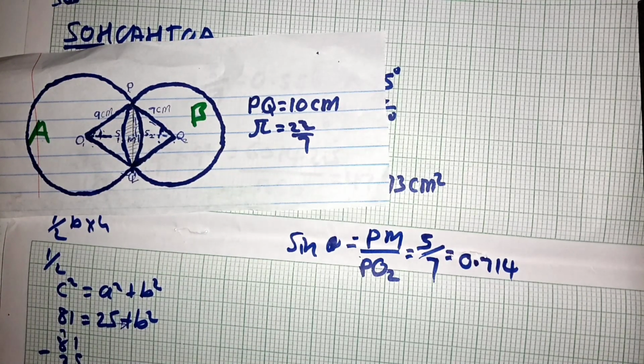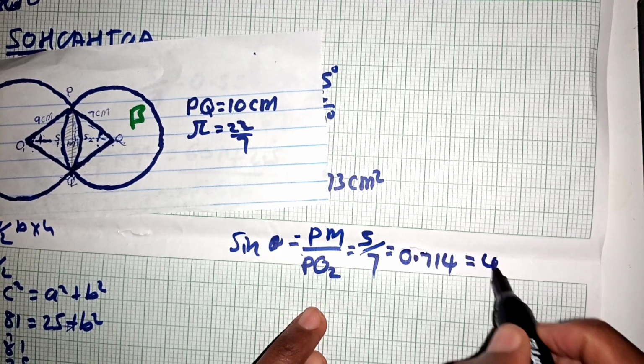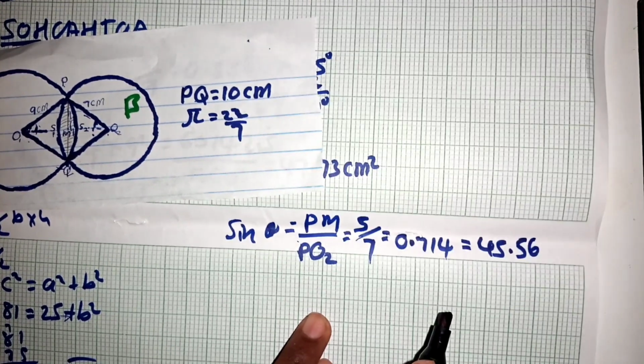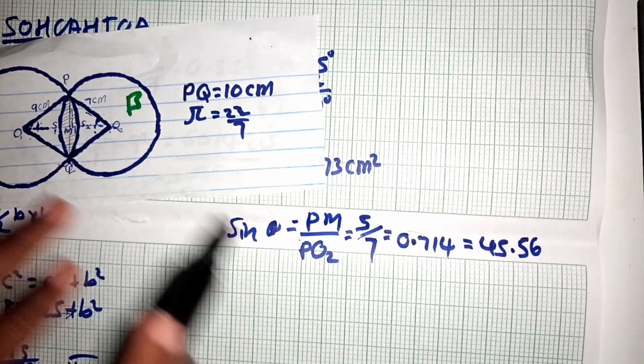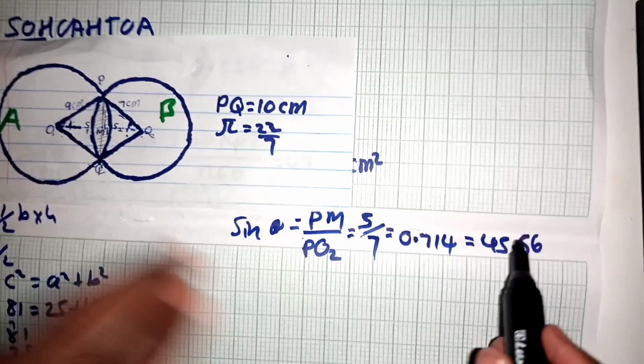Sine inverse of 0.714 is equals to, this one gives us 45.56, like that. That is for here. But we have two. We have this one, and they are equal. So we multiply here by 2.